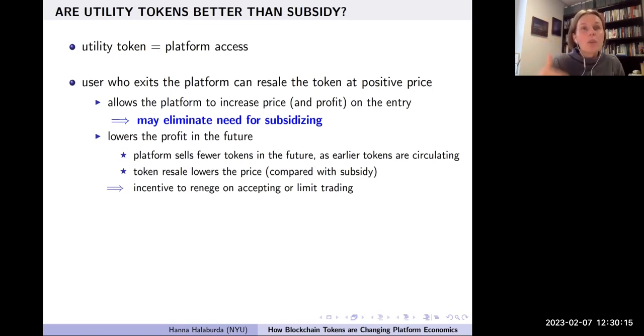But if the platform shuts down the second period disadvantage and users expect that the platform is going to renege or limit trading, then the whole benefit of the first period is gone, because the only reason why there's a benefit in the first period is because users expect to sell the tokens at a positive price. And I see there is a question. So Brian, can you just ask the question?